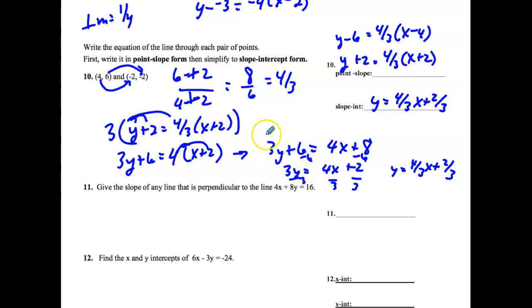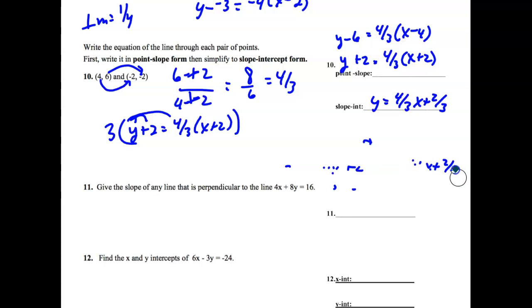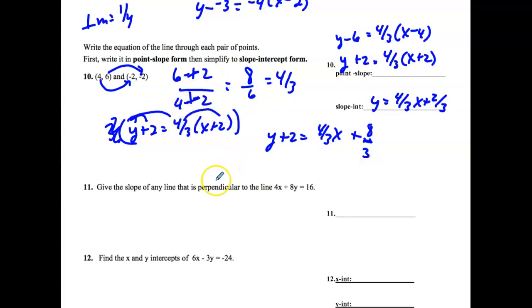If I got rid of the fraction first, that's the steps I'd take. If you were just like, I don't want to do all that because I'm pretty good with fractions, then you could have just distributed first, not had this 3 out here, and just had y plus 2 equals 4/3 x plus 8/3. 4/3 times 2 is 8/3. And then you'd have to subtract 2. Well, 2 is the equivalent of 6/3, right? 6 divided by 3 is 2. So if I subtract 8/3 and 6/3, do you see I get that 2/3 again? So you could have done it that way too.